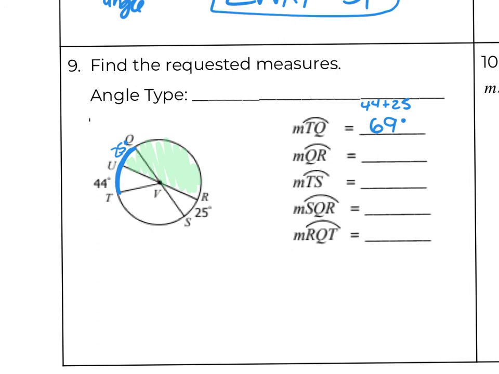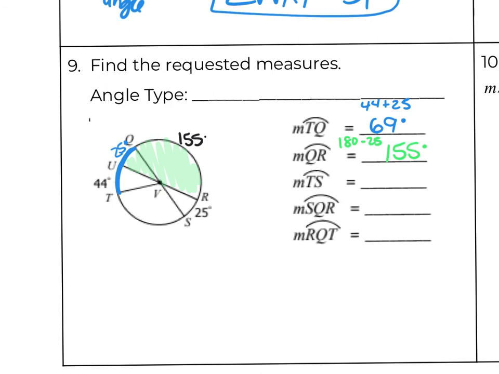Arc QR. I would do 180 minus 25 because it makes up that green section, okay? So 155, do we get that? But it's not equal. 55. All right, TS. This one. Let me write these in as you go, that way you know that you have them.